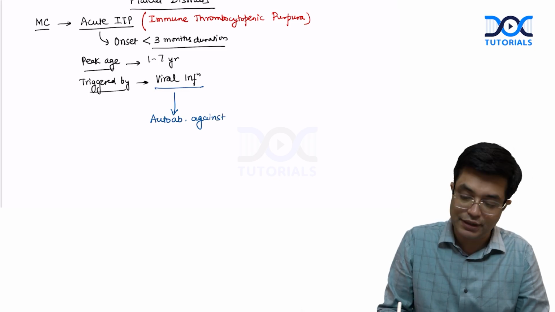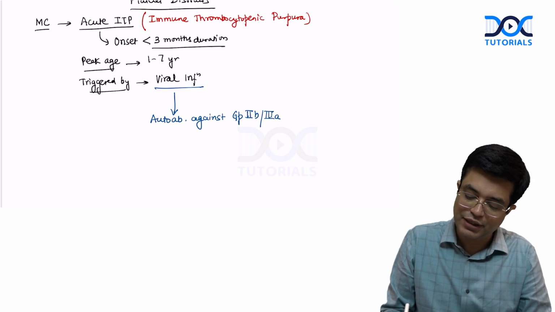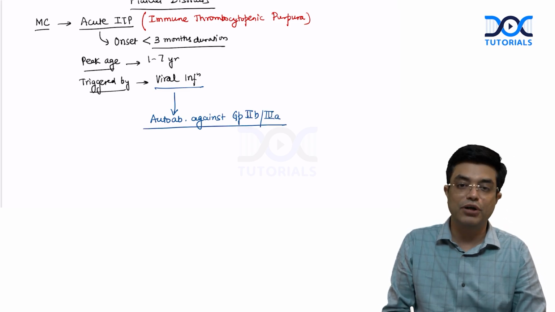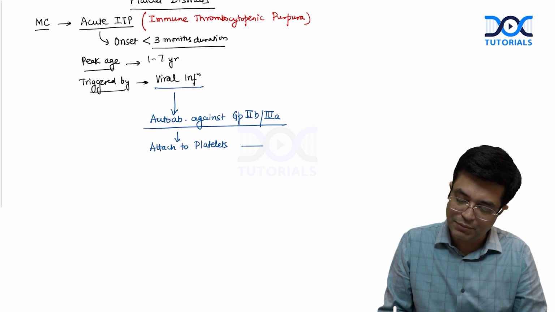Particularly, there is a platelet antigen called glycoprotein 2b3a. This is present on the platelet surface, and this autoantibody will attach to the platelets. These antibody-labeled platelets will be destroyed in the spleen because this antibody is circulating in the blood.